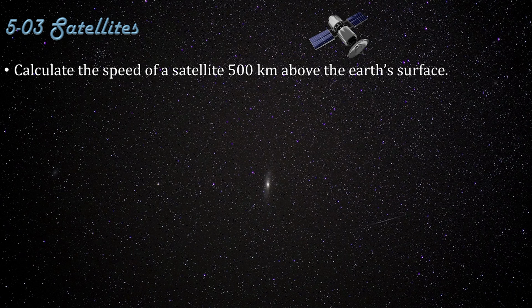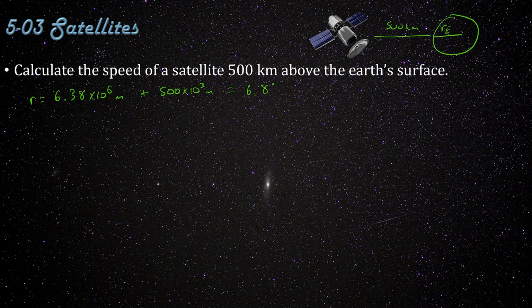Let's calculate the speed of a satellite 500 kilometers above the Earth's surface. Now, if the Earth is here, we have the radius of the Earth plus the 500 kilometers. So the radius of orbit is the radius of the Earth, or 6.38 times 10 to the 6th meters, plus our 500 kilometers, which is 6.88 times 10 to the 6th meters. That is our orbital radius.